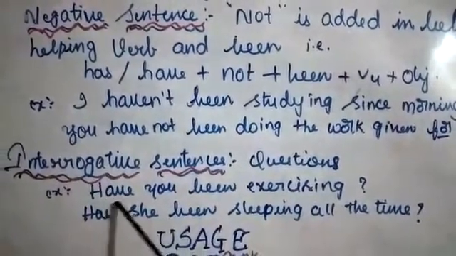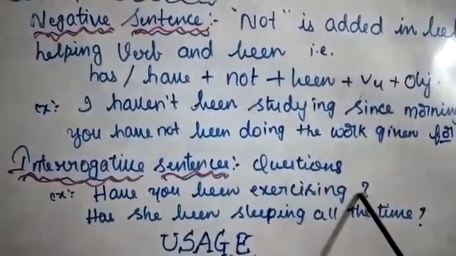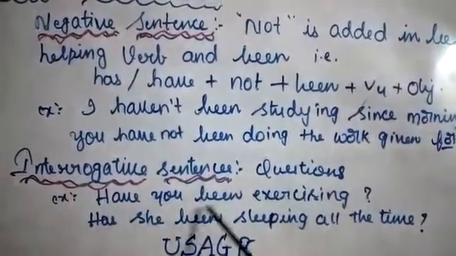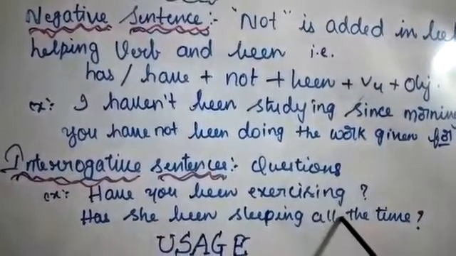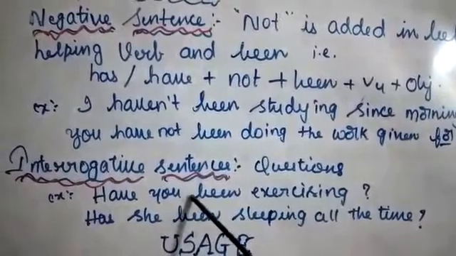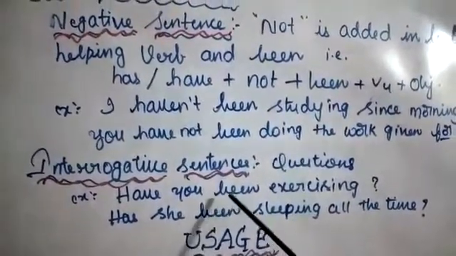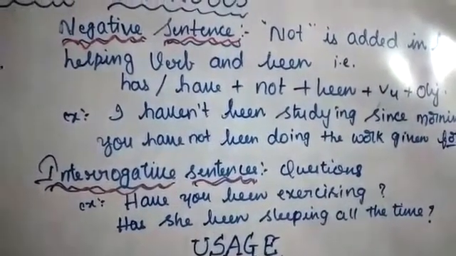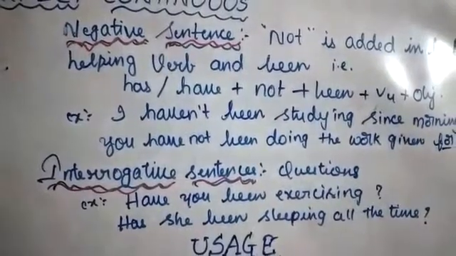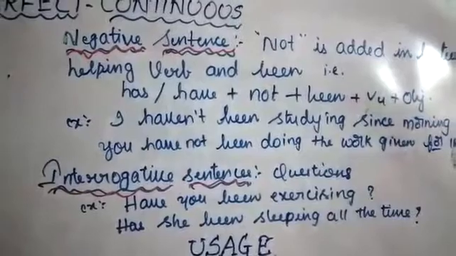See the example sentence. Have you been exercising? Question mark at the end, because these are interrogative sentences. Has she been sleeping all the time? So these are the examples of interrogative sentences in present perfect continuous tense. Now, in present perfect continuous tense, different forms of verbs can be used to express different meanings, isn't it? So now let's see the uses.